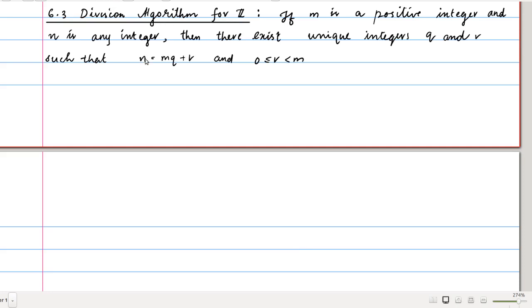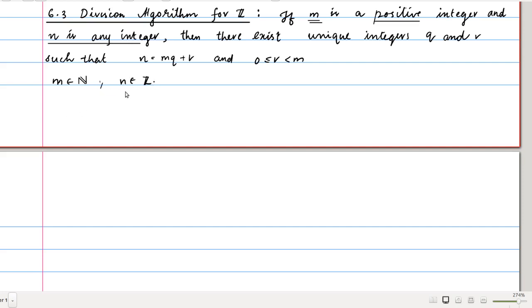Next we will prove the division algorithm for Z. This is the statement: if M is a positive integer, please note this is a positive integer, that is very important, and N is an arbitrary integer, an arbitrary element of Z, then there exist unique integers Q and R such that N is equal to MQ plus R, and 0 less than or equal to R less than M. We will easily prove this result. Take M belonging to the positive integers, that is an element of N, and N belongs to Z.